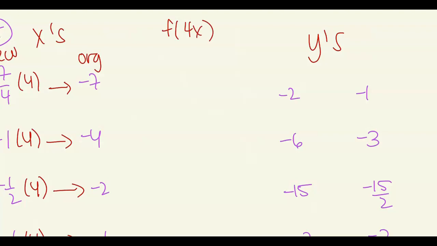So in the function notation part at the top of the page, I'm going to put f of 4x. In that parentheses, for every original x that we see, we're going to have to set that equal to 4x. When we set 4x equal to 7 and solve, we're going to get the new x value that we have over here on the far left. So this will work. Now we need to look at the y's.